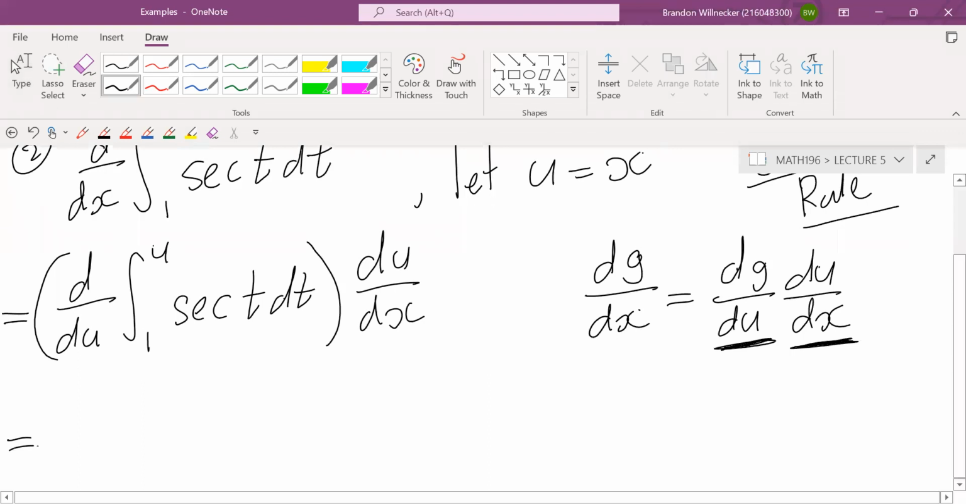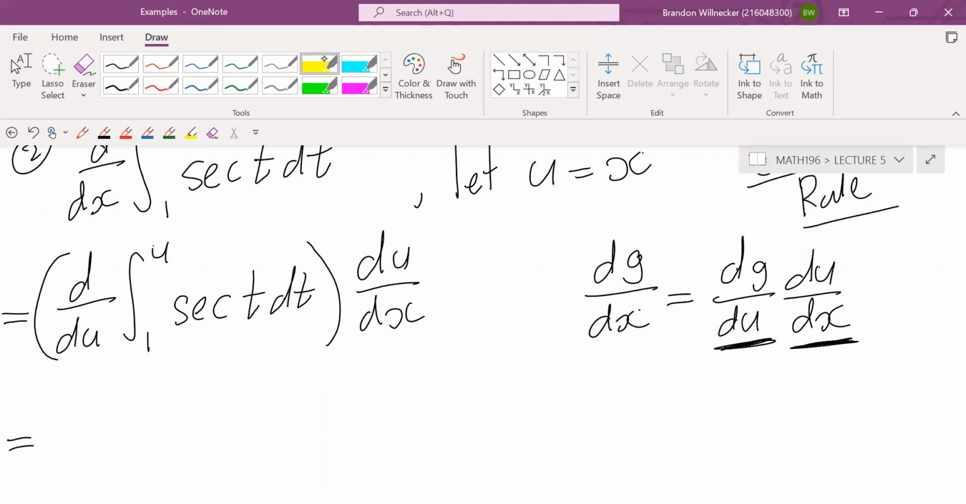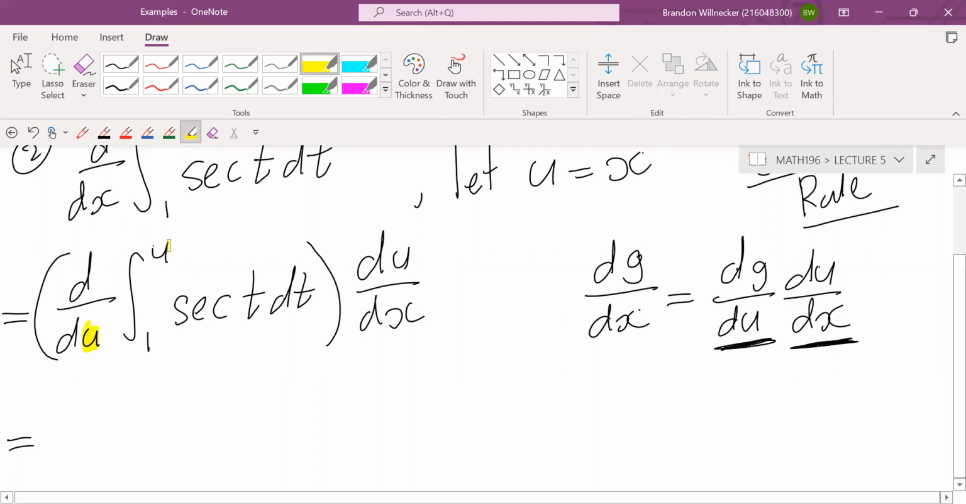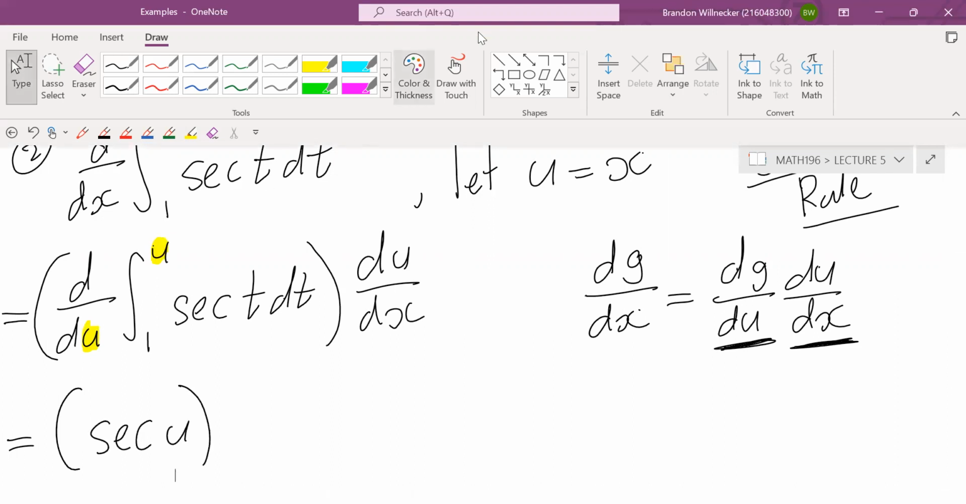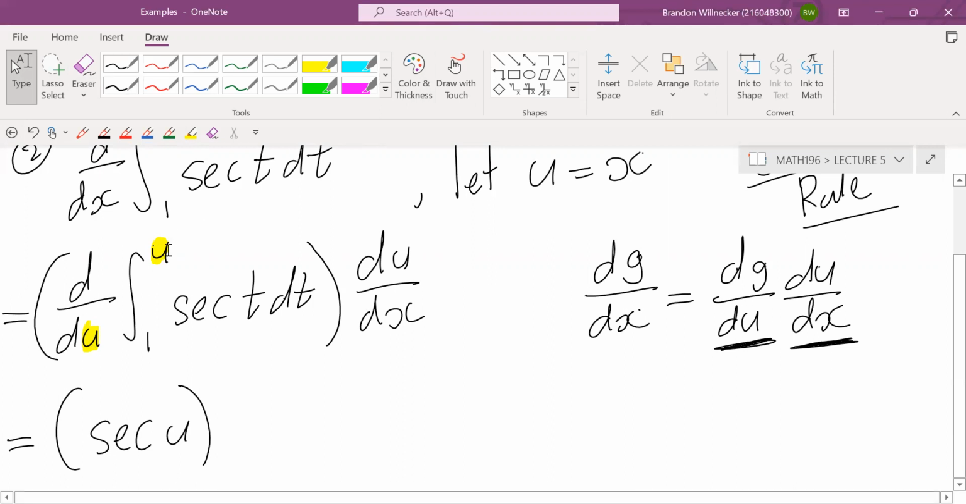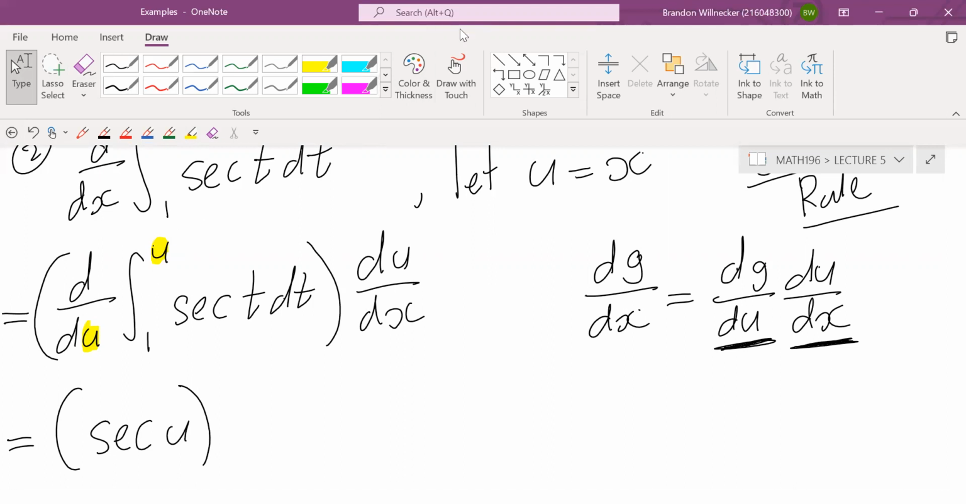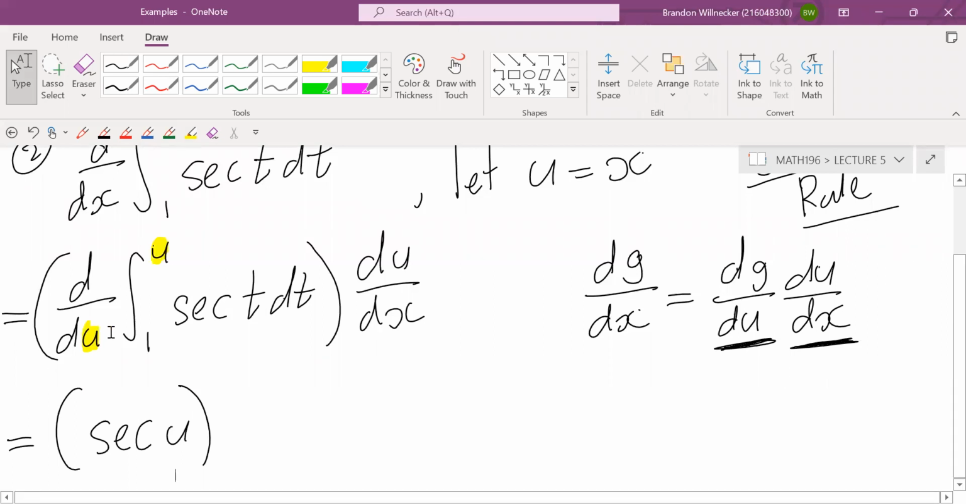With that out of the way, the derivative is now quite easy because we have d by du, and the upper bound is just u. So this now becomes sec of u. It's exactly the same as the fundamental theorem of calculus part 1, but instead of working with the x variable, we are now working with the u variable. But it doesn't matter what we call it. We could call it x, we could call it y, we could call it u. The same thing holds. So this becomes sec of u.